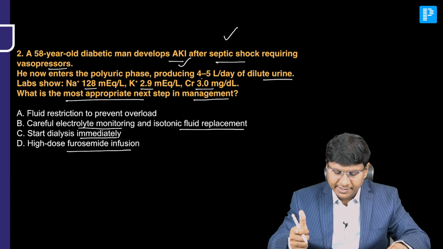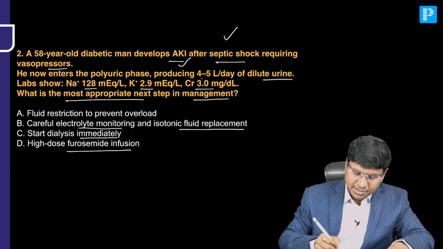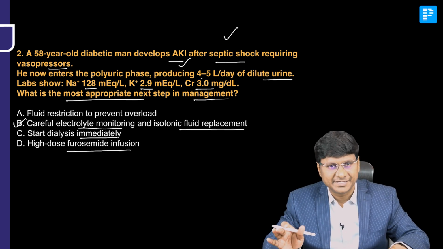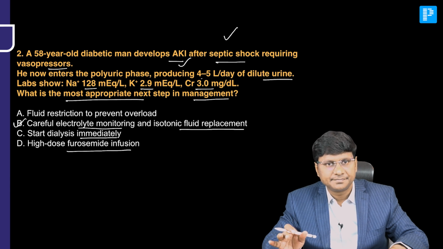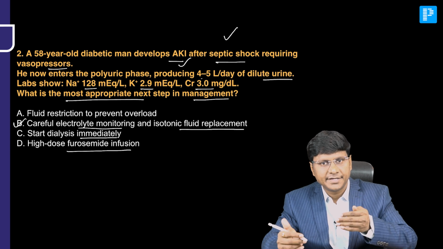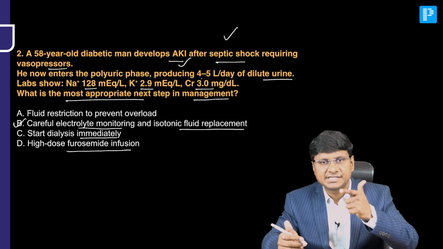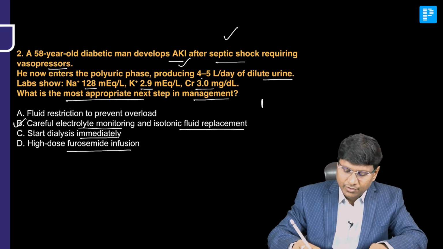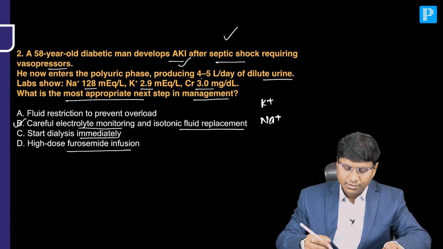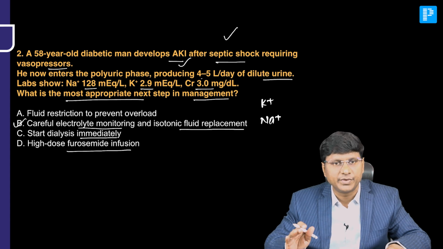So this particular patient is in a state of septic shock and he is in the polyuric phase. What is important in this patient among these options? It is careful electrolyte monitoring and isotonic fluid replacement. That is the immediate next step, okay? Because in the polyuric phase of acute tubular necrosis, during recovery, the problem is the tubules cannot reabsorb sodium as well as water. There will be massive electrolyte losses, like sodium and potassium as well. So replacing that fluid and electrolytes carefully until the tubular function normalizes is very, very important.